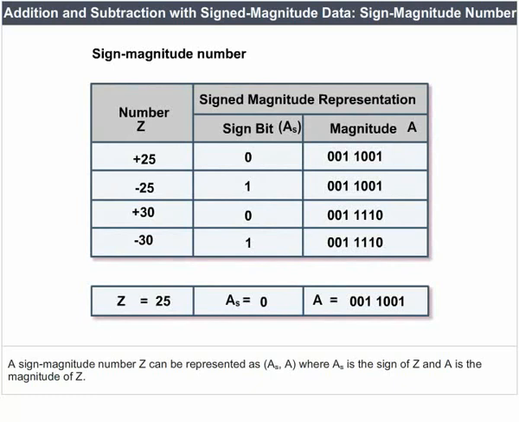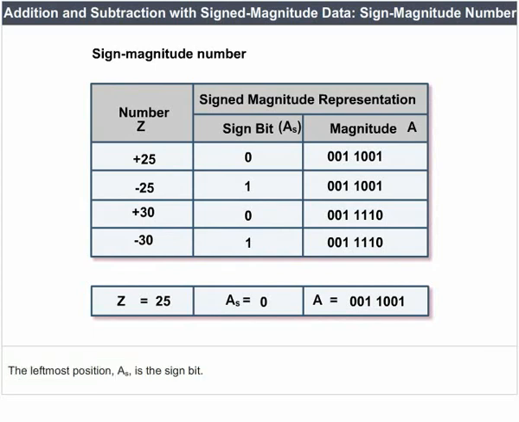Signed magnitude number. A signed magnitude number Z can be represented as A_S A, where A_S is the sign of Z and A is the magnitude of Z. The leftmost position A_S is a sign bit. The sign bit is either positive, which equals 0, or negative, which equals 1.